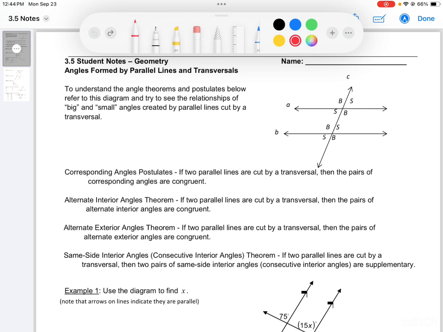And so the first thing is you have to have parallel lines. So in this situation, A and B are parallel to each other, okay? And C is the line that is cutting through them or slicing through them.